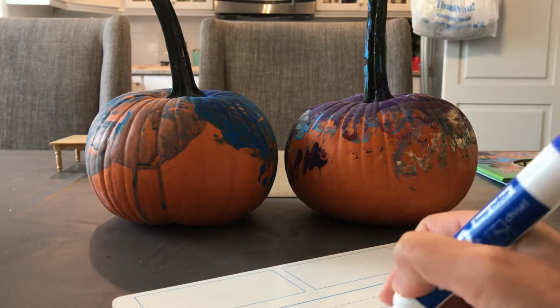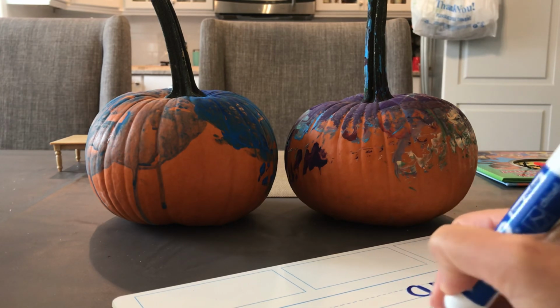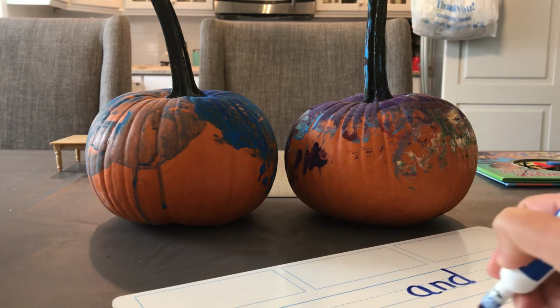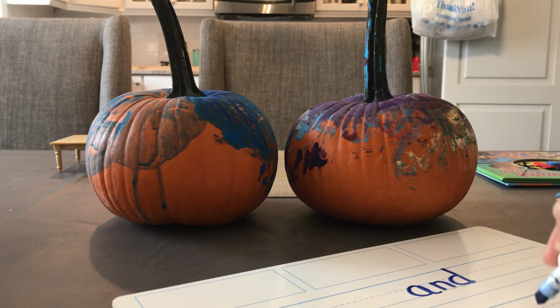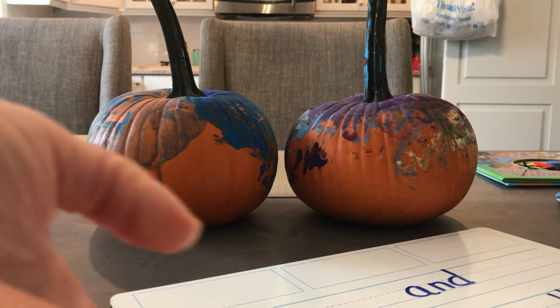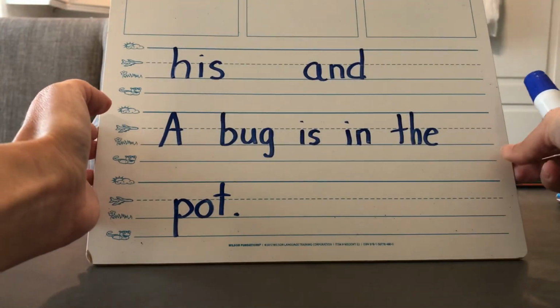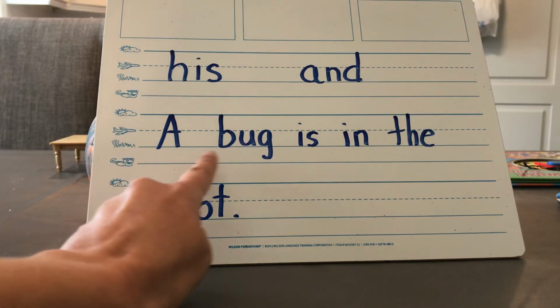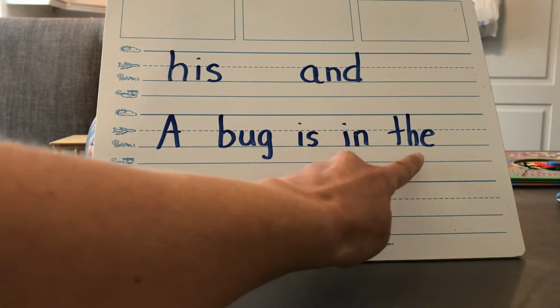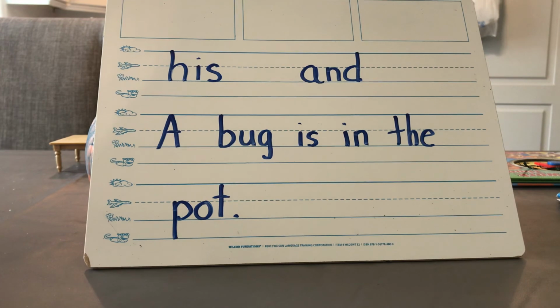So a bug, b-u-g, is in, you should be writing it too, that's another trick word, pot, p-o-t. And now I need a period. Okay, let's check. A bug is in the pot. Okay, so we added our 2 trick words and our sentence.